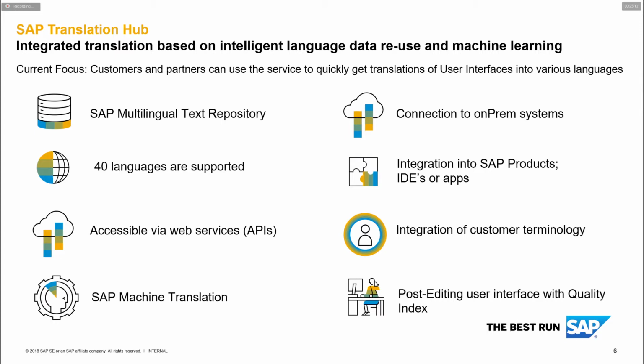We offer 40 languages in a bi-directional way, not only from English to Chinese, but also from Chinese to English, which is possible because of the patent of the multilingual vector in the multilingual text repository and the availability of trained machine translation systems for both language directions.